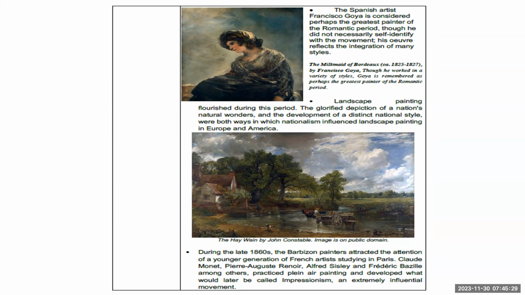Landscape painting also flourished during this period. The glorified depiction of a nation's natural wonders and the development of a distinct national style were both ways in which nationalism influenced landscape painting in Europe and in America. Now, during the late 1860s, the Barbizon painters attracted the attention of a younger generation of French artists studying in Paris. Claude Monet, Pierre-Auguste Renoir, Alfred Sisley, and Frederic Bazille, among others, practiced plein air painting and developed what would later be called Impressionism, an extremely influential movement during this time.